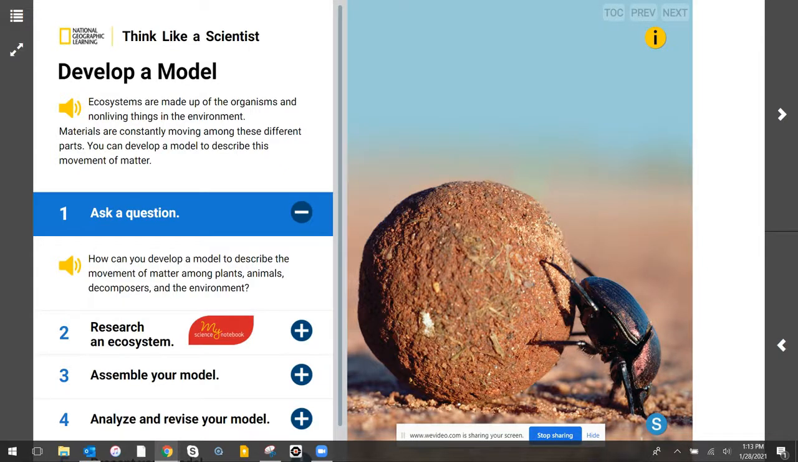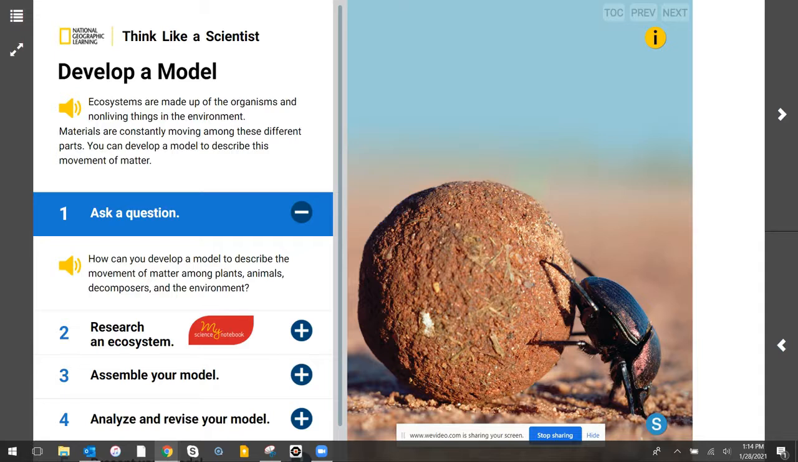Hey there, scientists! Today we are going to develop a model and think like a scientist. You are going to develop a model to describe the movement of matter among plants, animals, decomposers, and the environment in which they live.